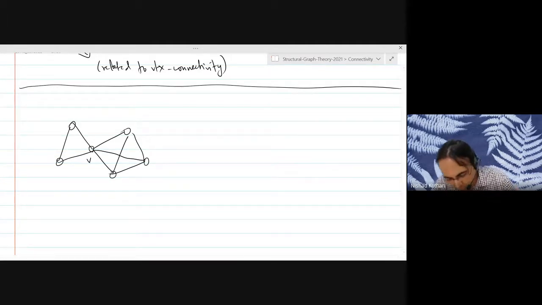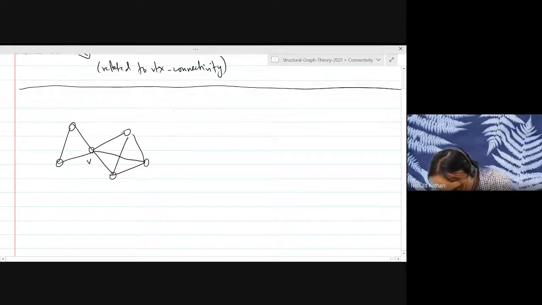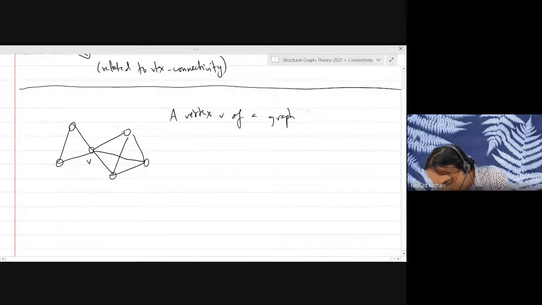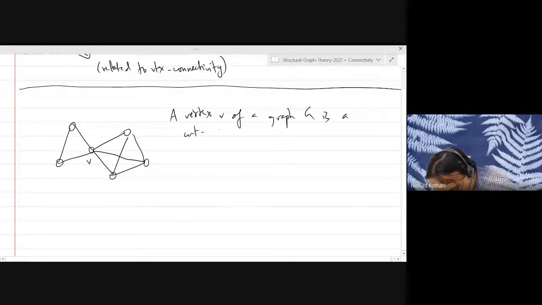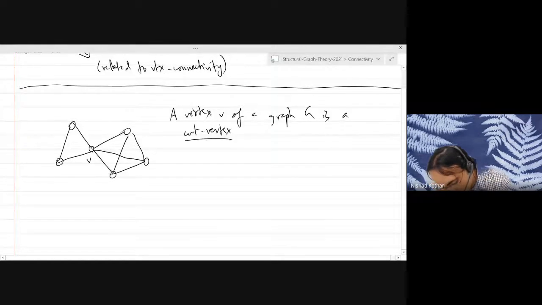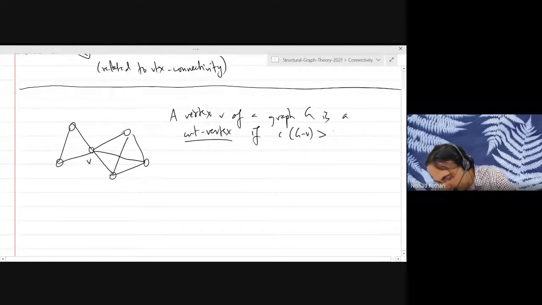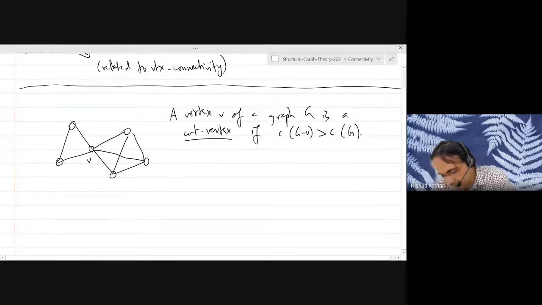And to make it a more general definition, a vertex V of a graph G is a cut vertex if, as before, the number of components of G minus V is strictly greater than the number of components in G.